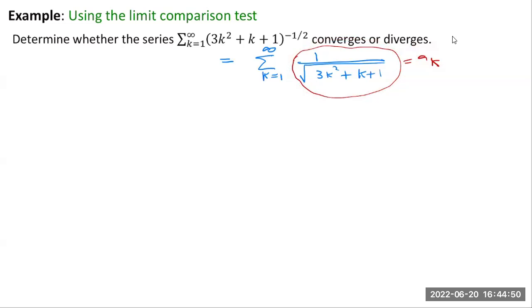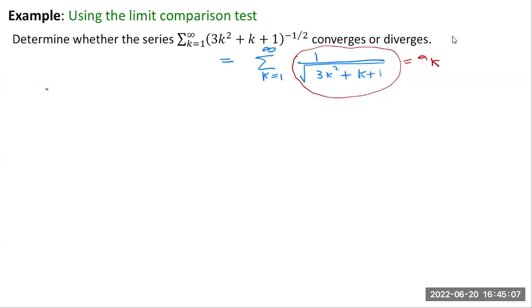Okay. All right. Now how do we use the limit comparison test? Again, I'm going to need to find a BK, right? To find a BK, we use the same procedure that we used earlier. Remember, we basically start with AK.